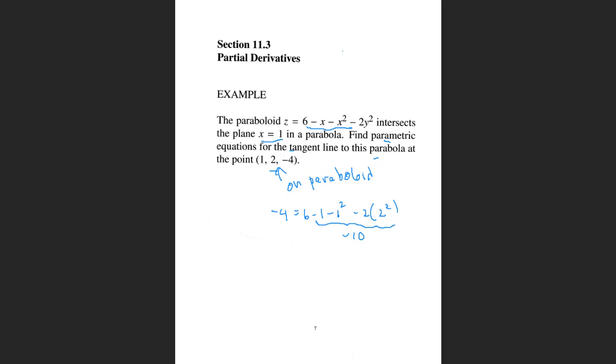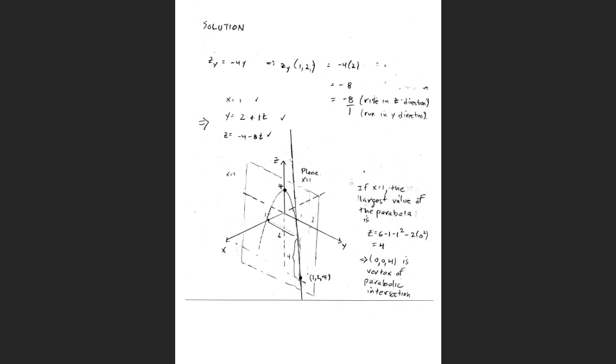And it's also on the plane x equals 1 because the x coordinate of that point is 1. So the parabola on this planar cut, we want to find the equation of the tangent line at the point (1, 2, -4). So let's go to the next page. I want to go to the picture first before we go up to the top here.